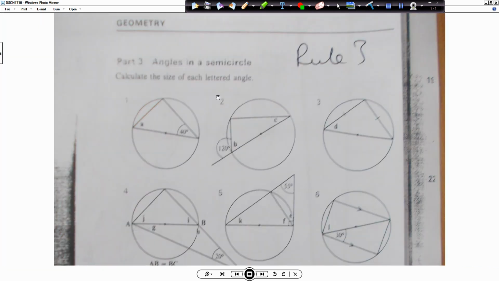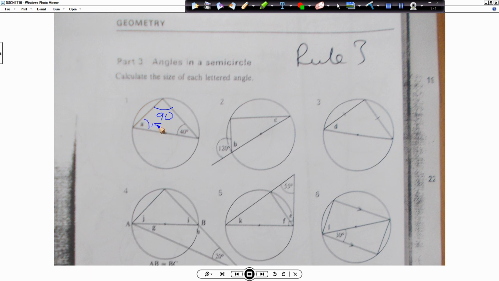Rule number 3 states that an angle in a semicircle is a right angle. That's the definition. Angles in a semicircle is a right angle. So if you have a triangle in a semicircle, that angle will always be 90 degrees. Okay. So let's start filling in some of these. So this angle here has to be 90. Why? Because the angle in a semicircle is a right angle. 90 and 40, so that is 130.